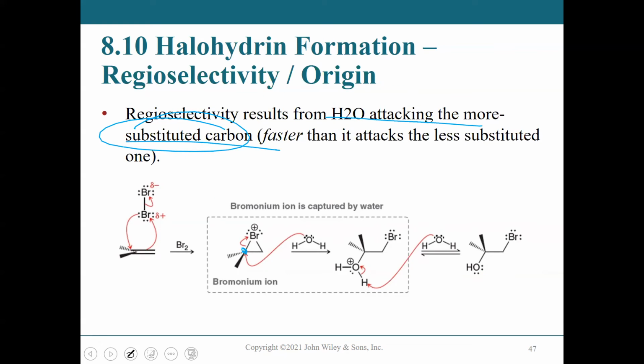So halohydrin formation is a Markovnikov addition, meaning that the water attacks the most substituted carbon, right? The same way as with a carbocation. Even though it's not a carbocation, it will attack the most substituted carbon.